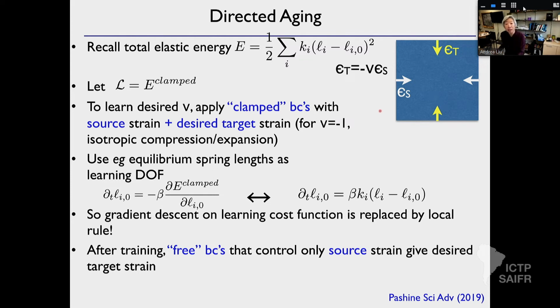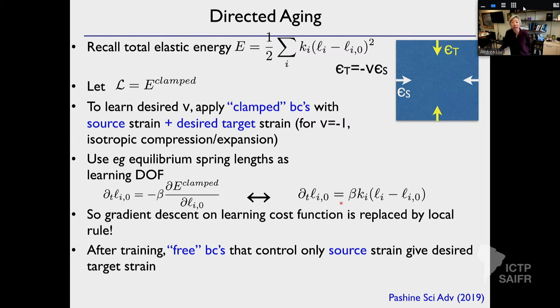So what do I do? I apply both the source and the desired target. That's the clamped condition. Both the source and the desired target response. And then I do gradient descent, and let's just look at it. Here's my elastic energy, just springs, central force springs. I minimize this with respect to, for example, the equilibrium length.